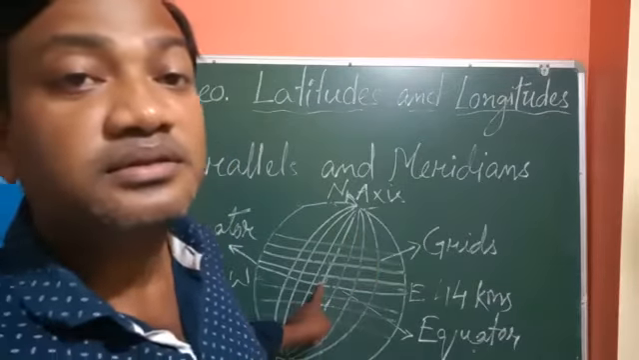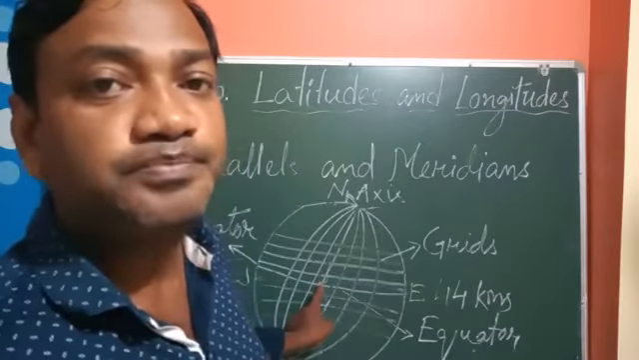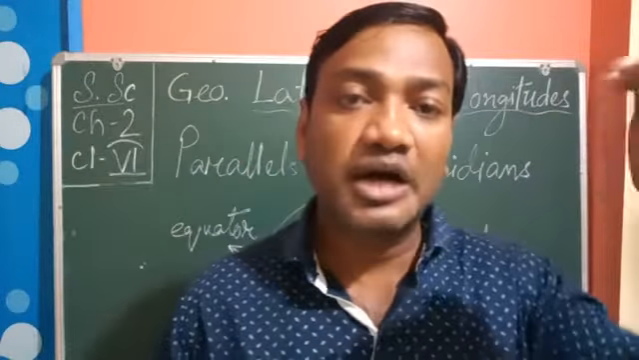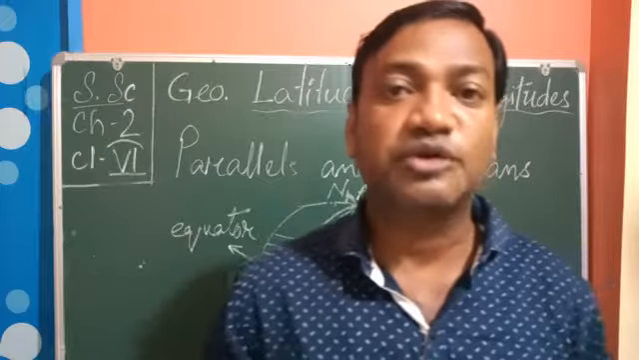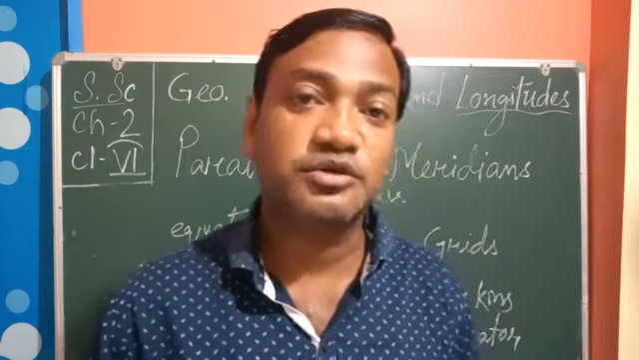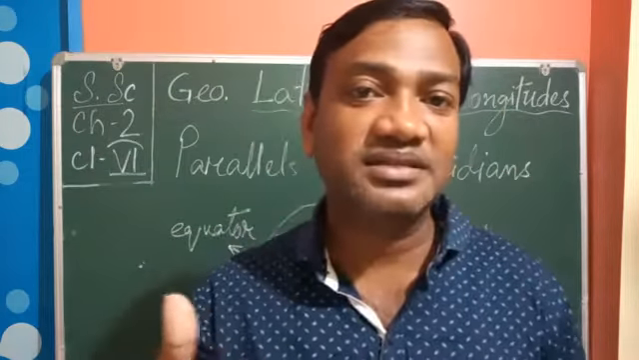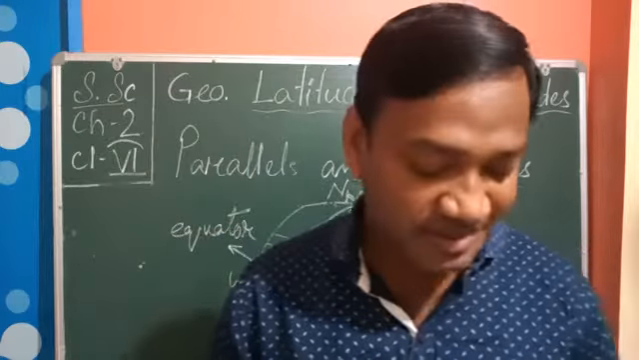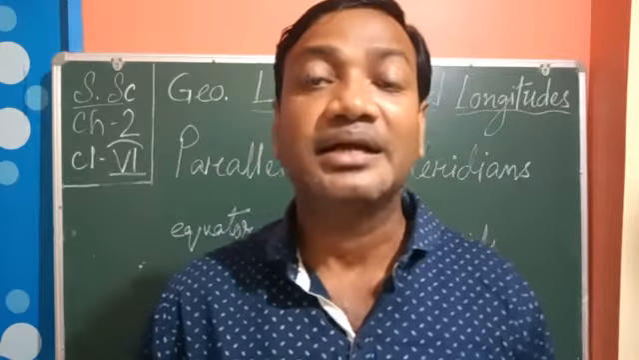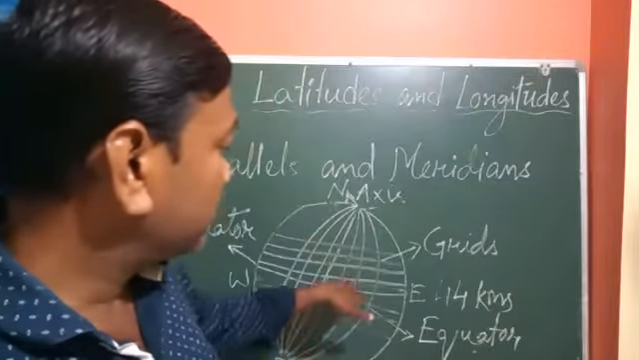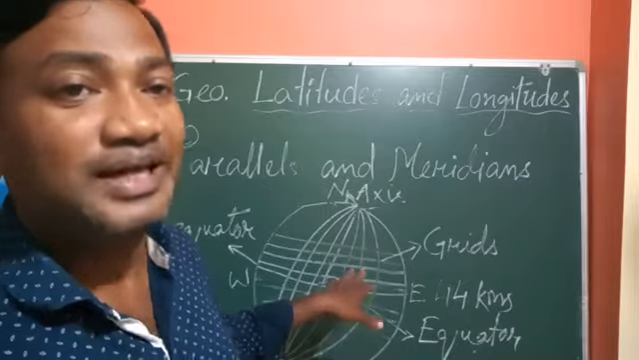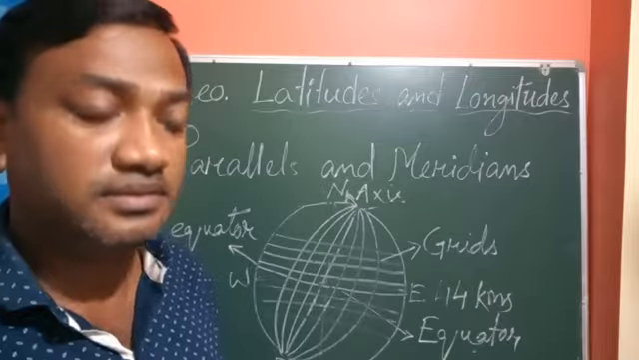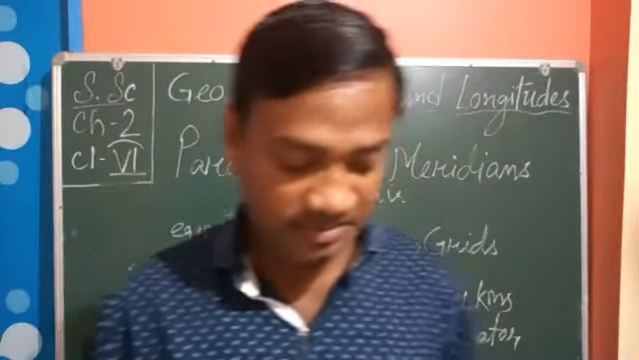So from the intersecting point, we measure how much north or how much south. That means if we are in the northern hemisphere, what degree it is, or in the southern hemisphere, what degree it is. The latitude of a place is always expressed in degrees. So all the places where we locate are measured in degrees.